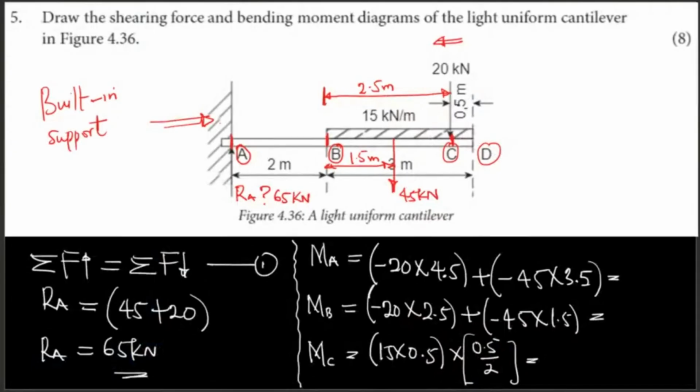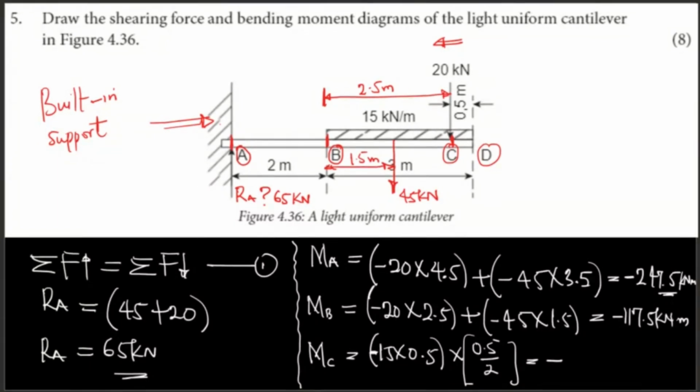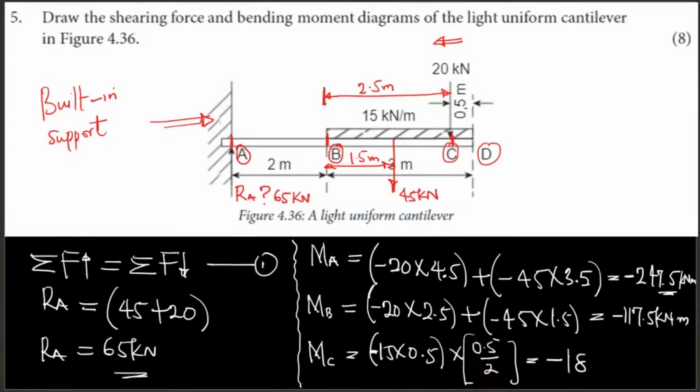Thank you, Jonathan. Minus 247.5. Don't forget the unit, kilonewton meters. Moment at B. Thank you. Minus 117.5 kilonewton meters. Moment at C. This is minus here. Don't forget it's minus 15 times. It's going to give you minus something. Thank you. Minus 1.88 kilonewton meters.